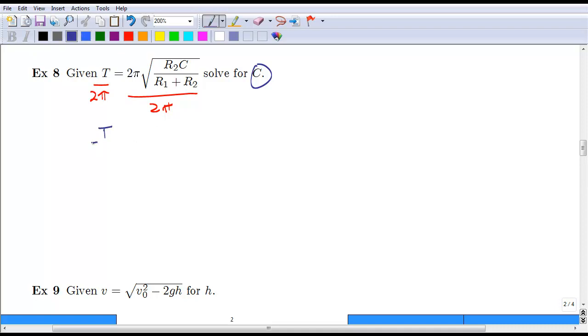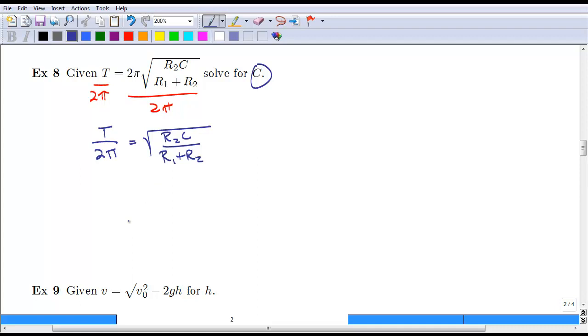So now we have t divided by 2 pi, just a fraction, is equal to the square root of r2c times r1 plus r2. And before we get too carried away here, I just want to point out that this would be an electric circuit example. R1 and R2 are resistances across a wire. They're not squared. This is not a squared exponent. This is a 2, labeling it as a second resistance and a first resistance. And C is a capacitance.